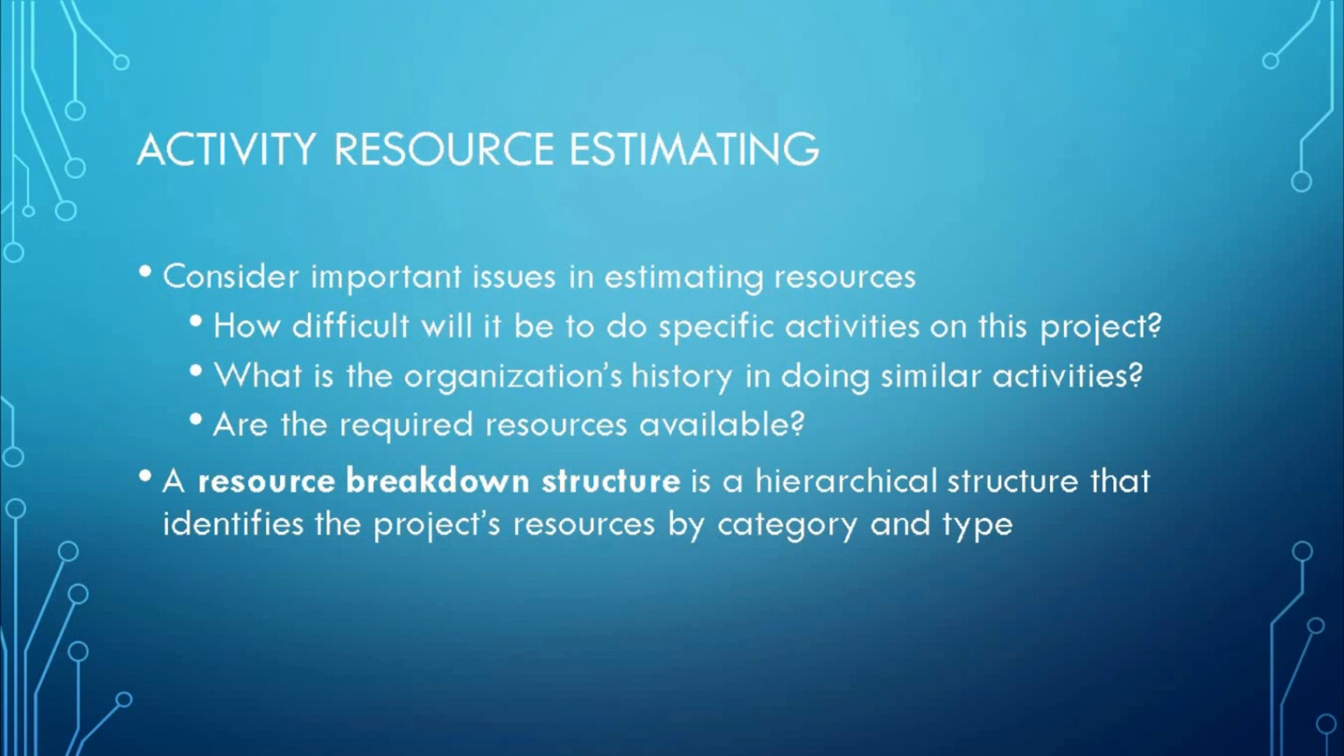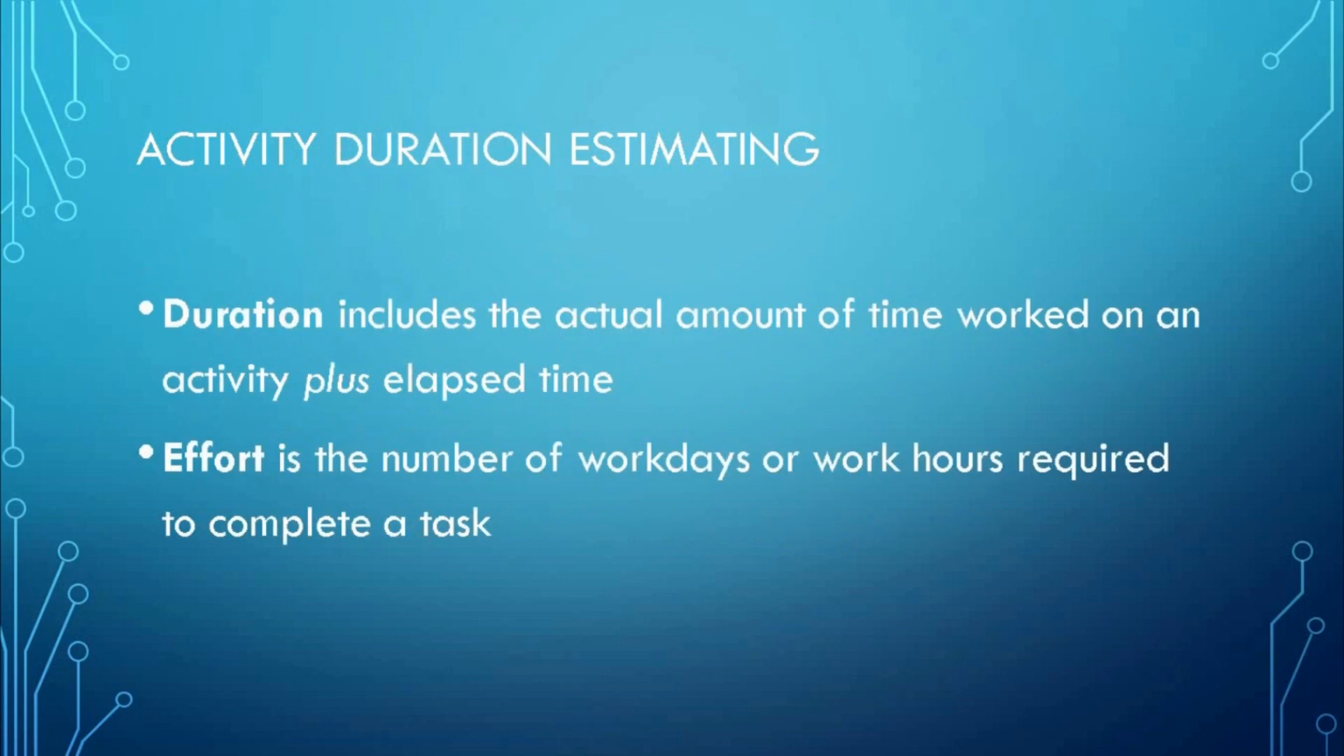A resource breakdown structure is a hierarchical structure that identifies the project's resources by category and type. Activity duration estimating. Duration includes the actual amount of time worked on an activity plus elapsed time. Effort is the number of work days or work hours required to complete a task. Effort does not normally equal duration. People doing the work should help create estimates and an expert should review them.